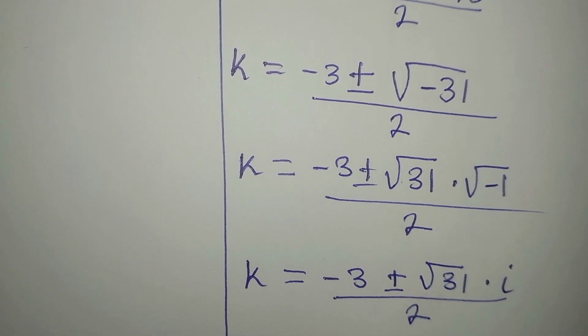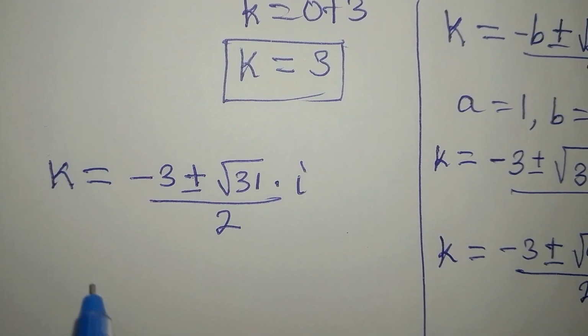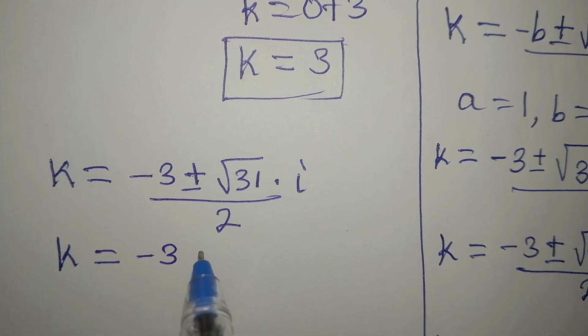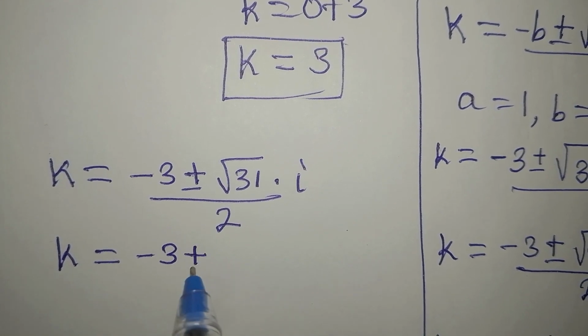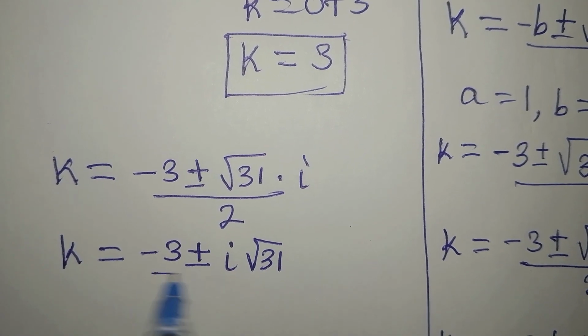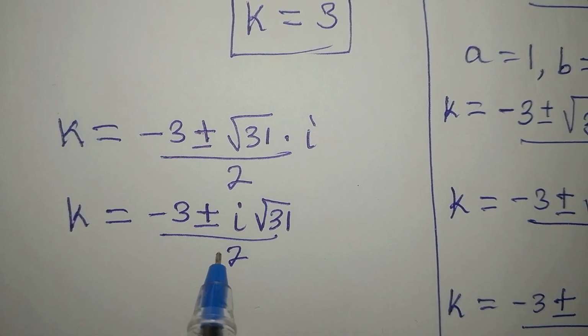Now let's continue from here. So this means that k is equal to minus 3 plus or minus, we write i before root 31. Then we divide this by 2. Remember, this is a 2-in-1 solution, right?